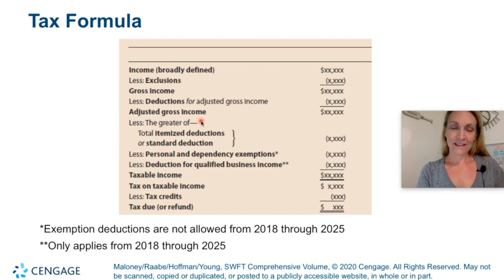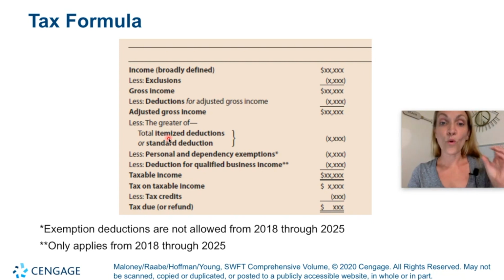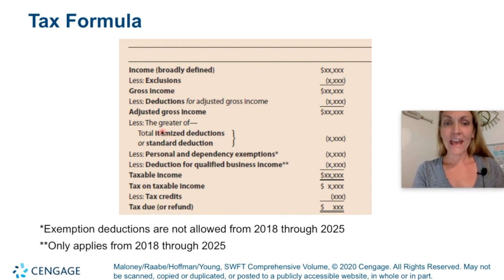So after we get to that AGI, we'll subtract the greater of itemized deductions or the standard deduction. We'll be talking more about this, but just for now, know you get one, the itemized deductions or the standard deduction. You do not get both, and unlike many equations in taxes, you get to take the bigger one. Typically in taxes, it's the smaller one, but this time it's the bigger one.